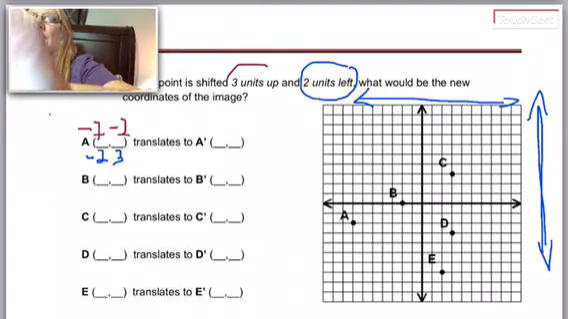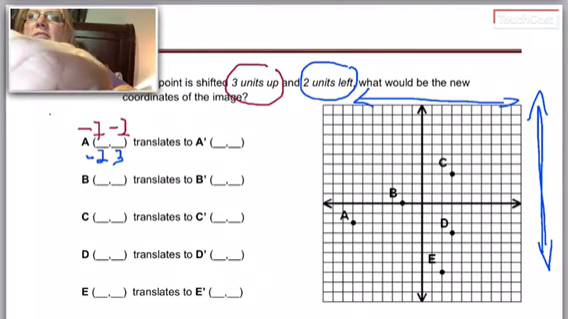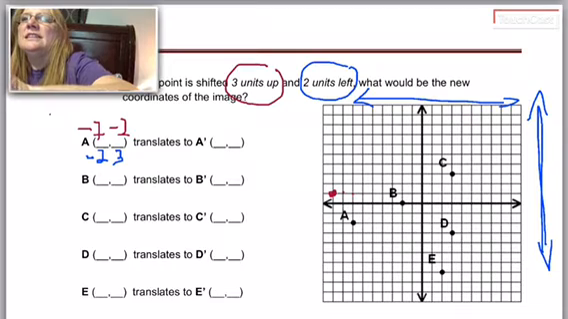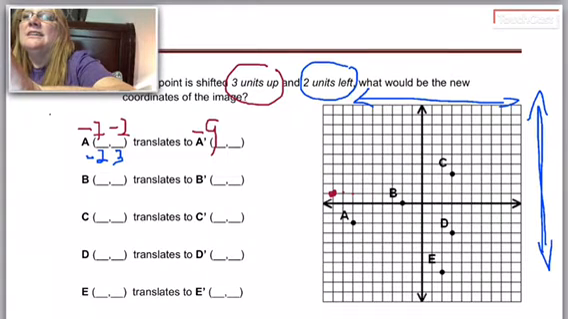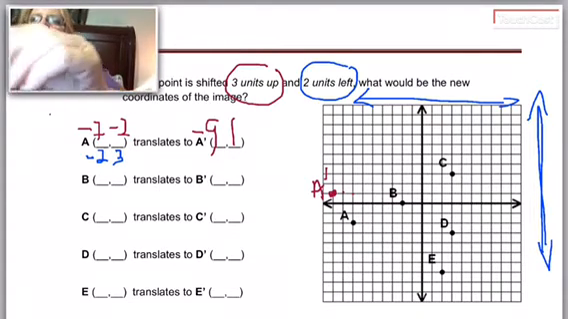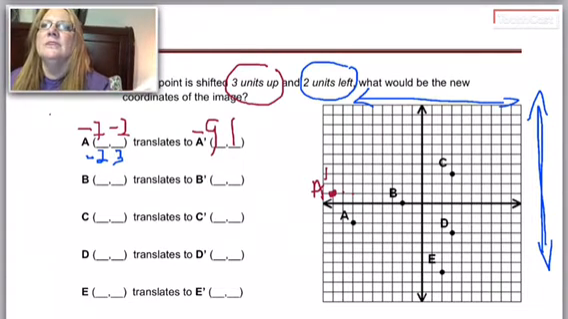So again, if we go 3 up and 2 left, we would end up there. But we also could just take -7 and subtract 2, and we see that that is -9, and take -2 and add 3, and we get a +1. And you can see that's exactly where we ended up. Okay, so we can physically move them.